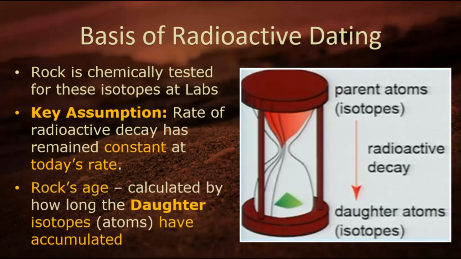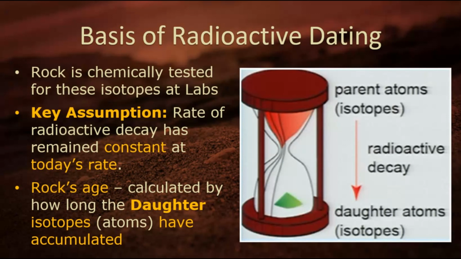So the rock's age is calculated by how long the daughter isotopes or atoms have accumulated in the bottom. So this is what geologists do. They measure the amounts, knowing the rate. They can calculate how long the process has started. The process is assumed to start with the rock when the rock formed, so that becomes the age of the rock.